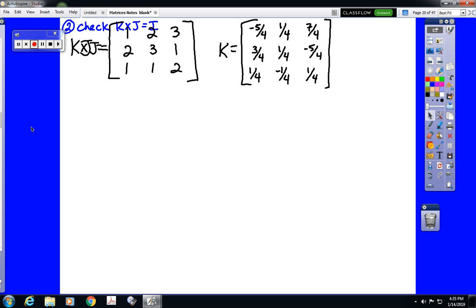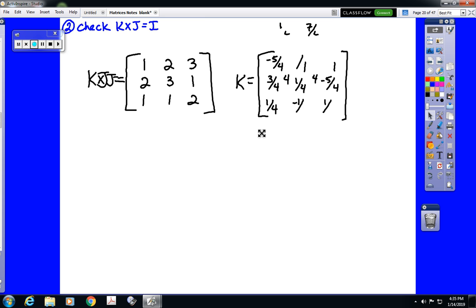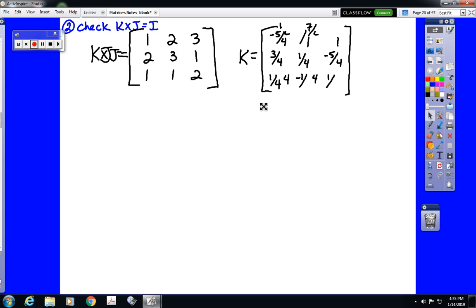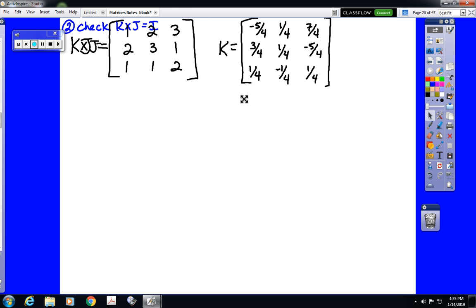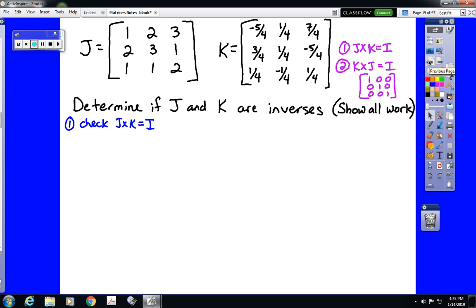Okay, let's get those placed. There they are. I would really like to have moved that whole thing, so now we'll see if it screwed me up here. And it did. All kinds of problems. Okay, well we'll just deal with that in a minute then. Okay, so determine if J and K are inverses.